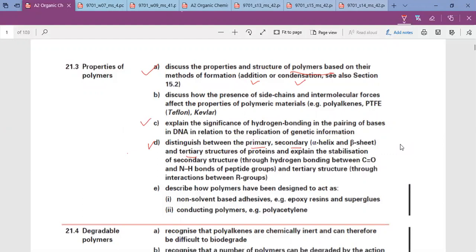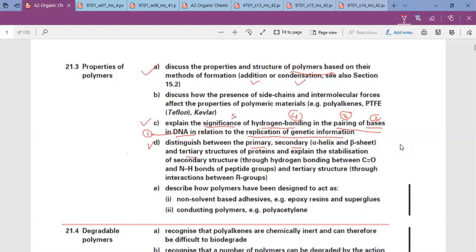Explain the significance, the keyword is significance, the importance of hydrogen bonding in the pairing of bases in DNA in relation to replication of genetic information. The first thing we need to know is DNA. What is DNA? Second, what are the bases in DNA too? Thirdly, the pairing of DNA. Fourthly, of course, hydrogen bonding. Fifthly, why is it important for hydrogen bonding?